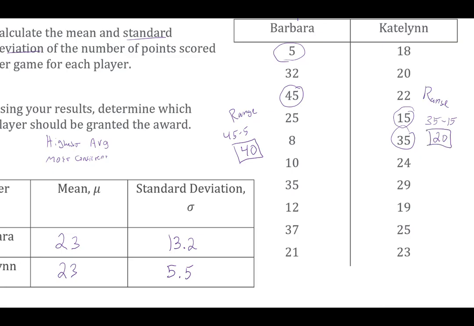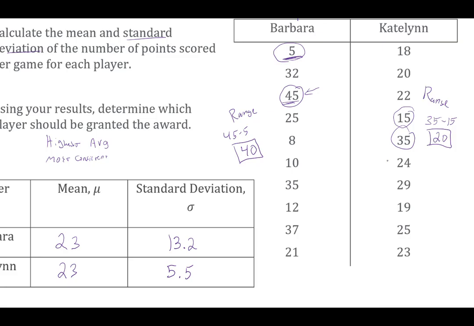Barbara has definitely scored more points in a game than Caitlin has, but Barbara has also scored fewer points in a game than Caitlin has. So in terms of who was the most consistent, Caitlin was the most consistent because most of her data values are closer than Barbara's are. They are less varied. Caitlin's scores are less varied than Barbara's scores.